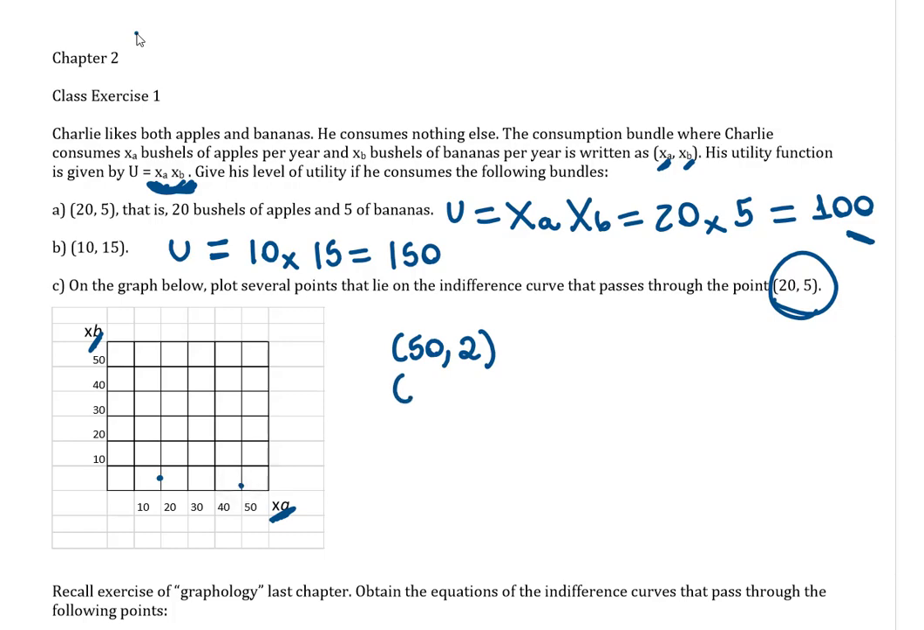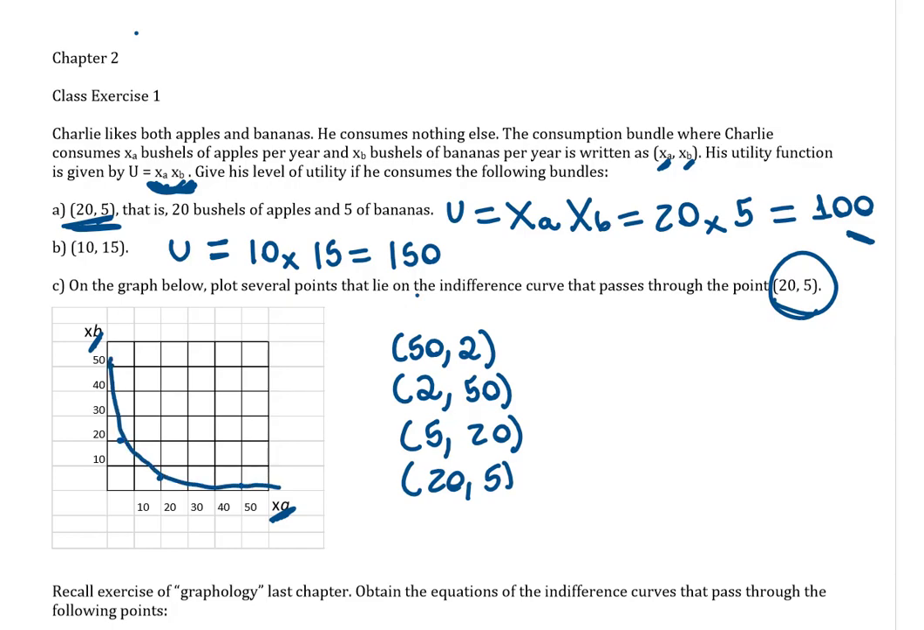Well, I can go the other way around. 2 apples and 50 bananas, because I also know that 2 times 50 is again 100. But in this case, my point is here. I have 20 and 5. I can also try 5, 20. 5 times 20 is also 100. And I already had suggested the point 20, 5, so let's repeat it here. But the point is already there. Anyway, I have enough points. Let's draw the curve. And that is my indifference curve.